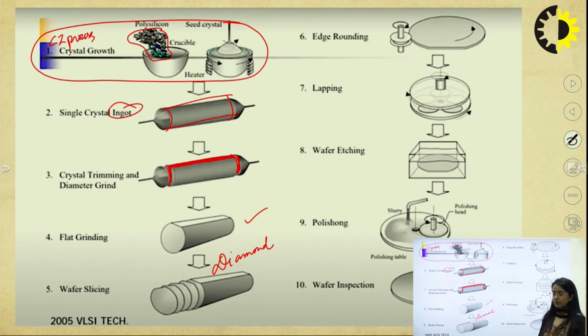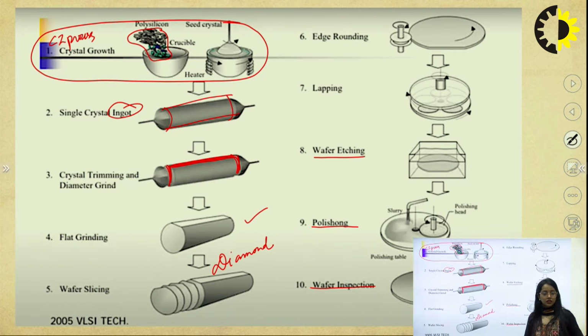surface smoothness. We also do wafer etching to remove the oil spots, to remove the impurities which enter into the picture after the wafer has been handled a number of times. So this etching provides cleanliness and it adds to the efficiency manifold. Then we will polish it, and then next is wafer inspection.